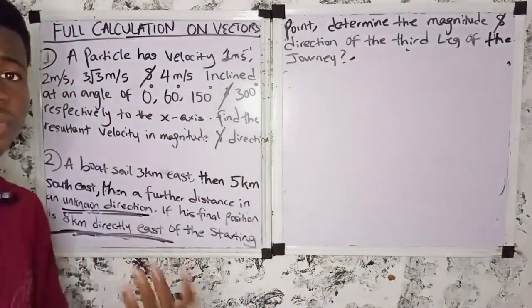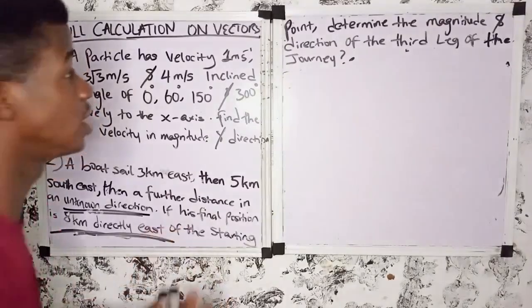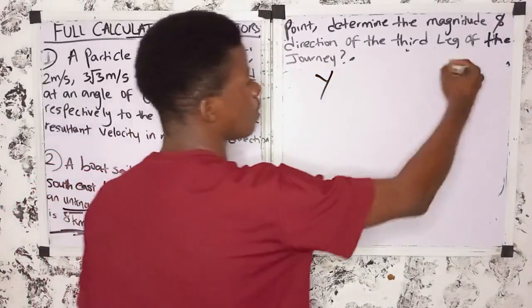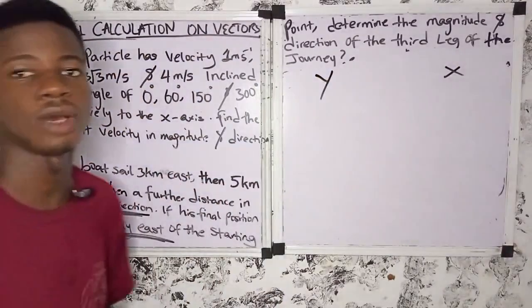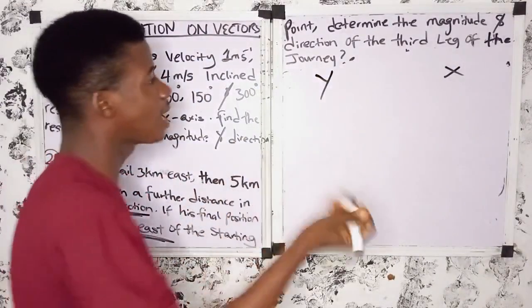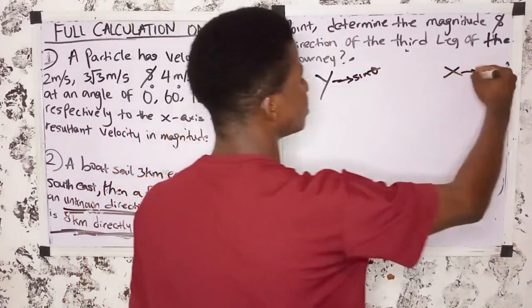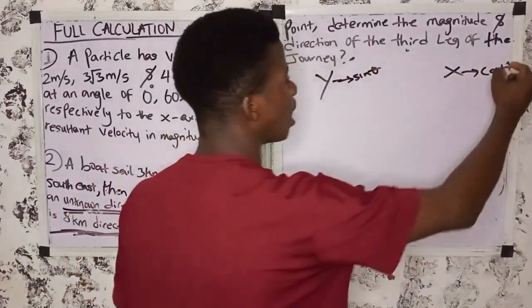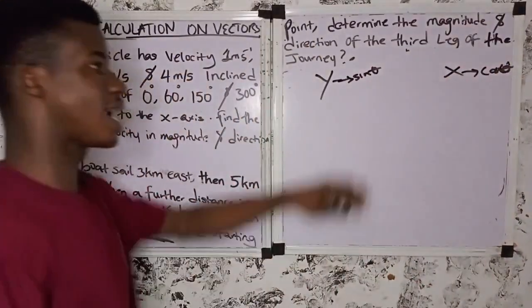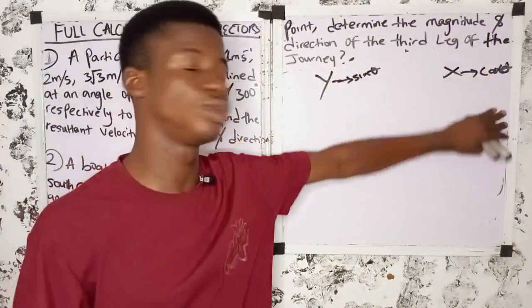How are we going to do this? To solve it is very easy. We only need to divide into x and y components. Remember, y is always related to sine theta, and x is always related to cos theta. So wherever we are writing y, we'll put sine theta. Wherever we are writing x, we'll put what?